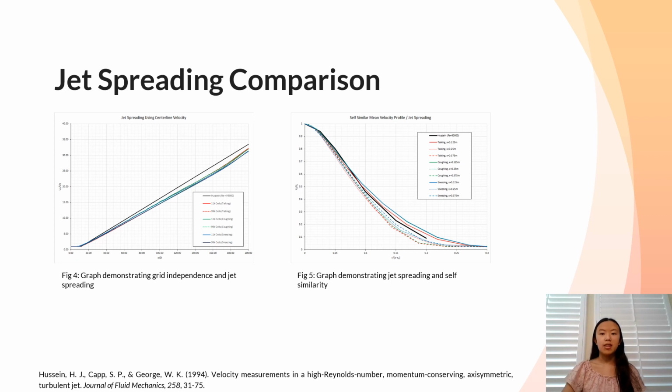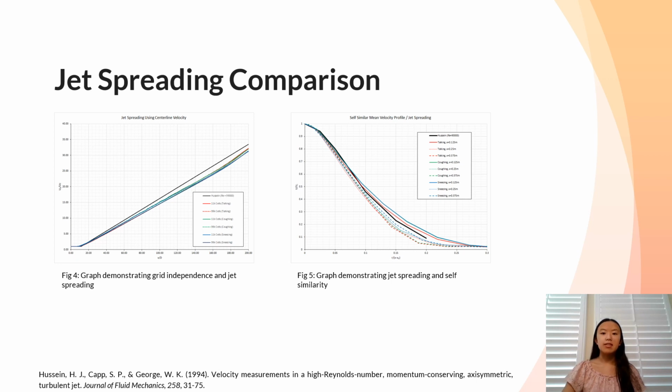These plots demonstrate the jet spreading of particles. Figure 4 shows the jet spreading has grid independence, meaning the results do not depend on the mesh I created. I tested several grids ranging from 11,000 cells to 99,000 cells, and all produced similar results. I also compared my plots to published journals such as Hussein's velocity measurement paper.